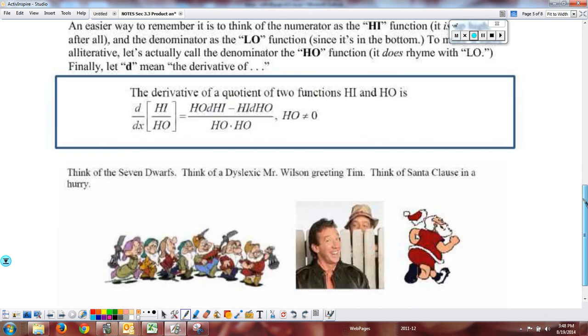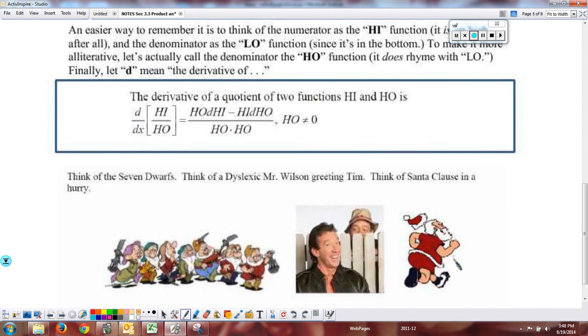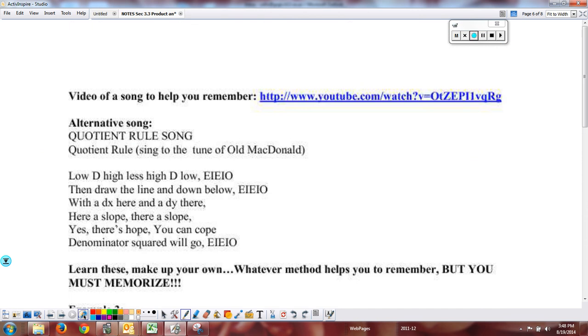You can do the dwarfs, you can sing songs, Santa Claus in a hurry. It doesn't really matter, but you have to kind of get this rule down in some version. I don't care how. Here's a YouTube video. I'm not going to watch it right now, but you're welcome to go click on this or type this in and watch. There's a little song that you can sing to the tune of Old MacDonald. That's not my version. I just remember low-de high minus high-de low all over low squared. And I get that in, but you must memorize it.